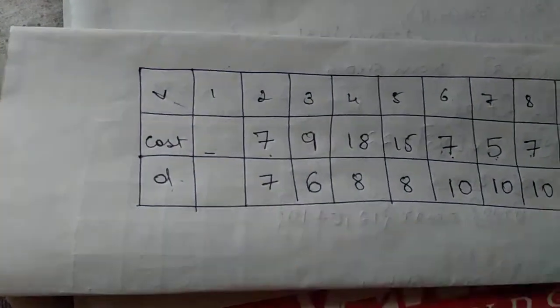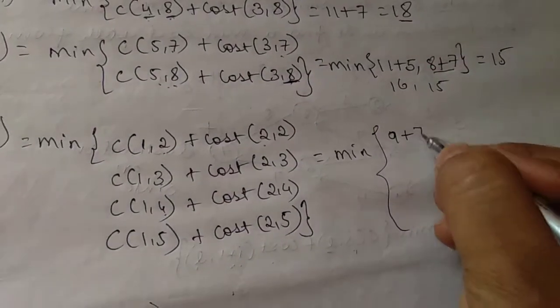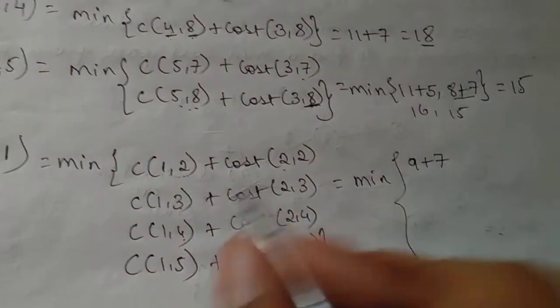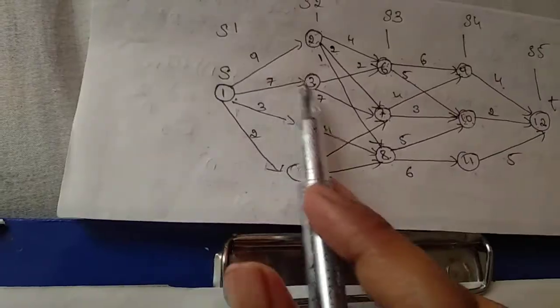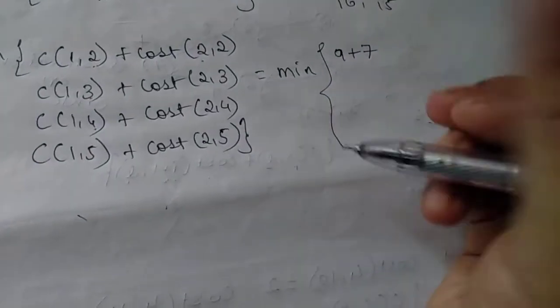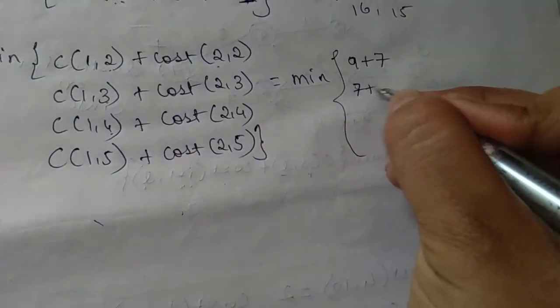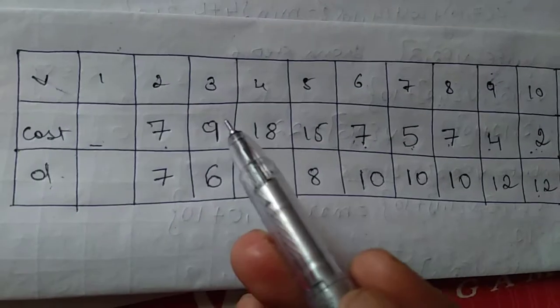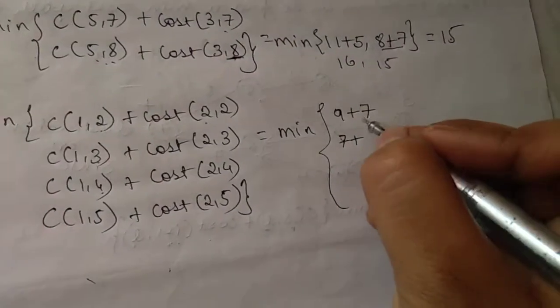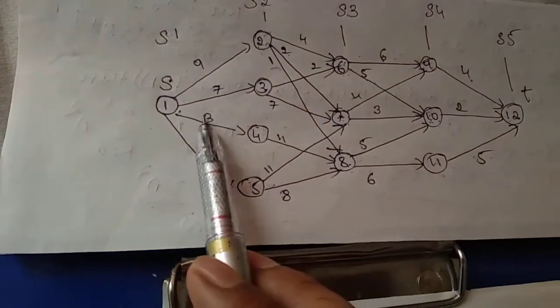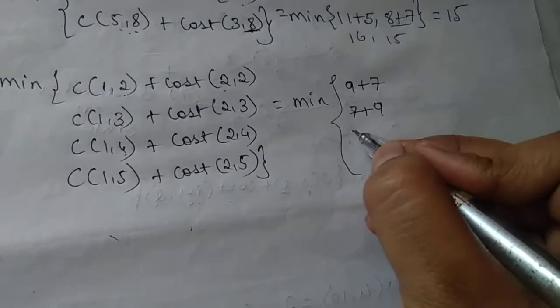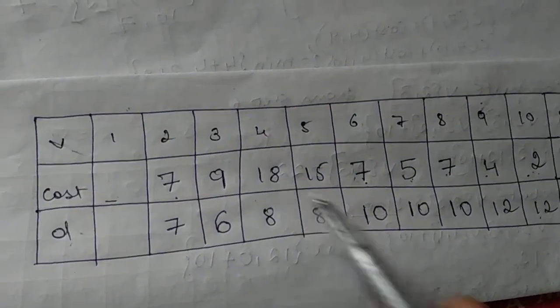Plus what is the cost of 2 in table? It is 7. Okay, now from 1 to 3 it is 7, plus cost of 3 in table, it is 9. From 1 to 4, it is 3, plus cost of 4, it is 18.